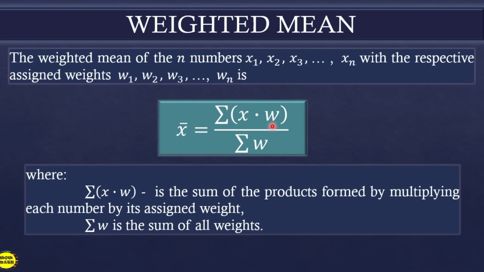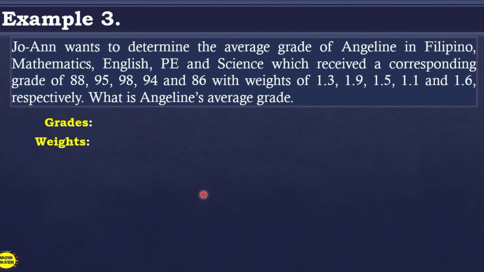So, paano natin gagamitin yan? Let's say we have this problem. Joanne wants to determine the average grade of Angeline in Filipino, Mathematics, English, PE, and Science, which received corresponding grades of 88, 95, 98, 94, and 86, with weights of 1.3, 1.9, 1.5, 1.1, and 1.6 respectively. So, what is Angeline's average grade?